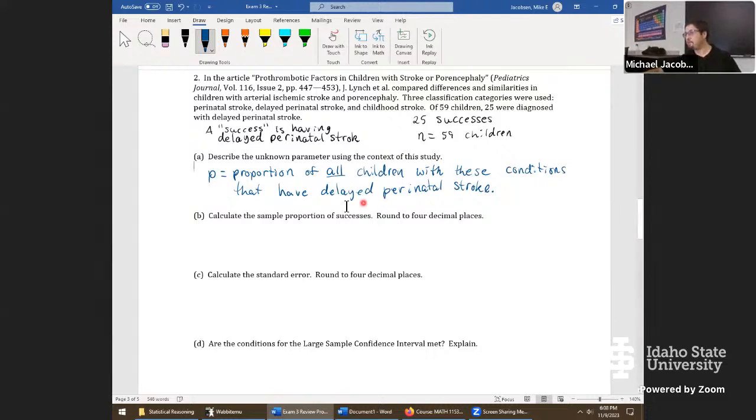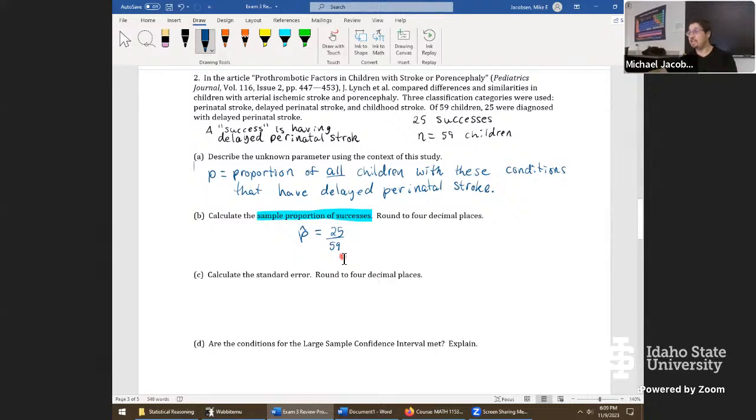Okay, well, if we have our parameter, this is the thing that we're going to be estimating. And that makes part B exciting, because part B is an estimate. It's a point estimate already. Part B is asking us for the sample proportion of successes. Whenever you read this, think p hat. So the hat there tells us we're trying to estimate the unknown population characteristic here. All we have to do is take the 25 successes indicated up above, divide by the sample size of 59 children, and we could leave it just like that.